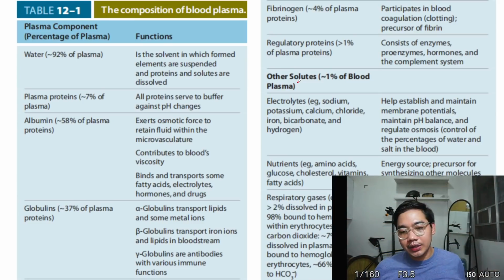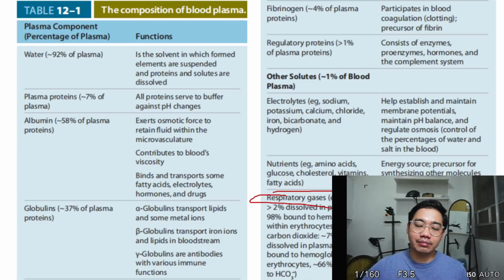So we have your proteins, your globulins. In general, globulins are just proteins that form a globule. So you have your proteins, albumin, fibrinogen. It's just electrolytes, nutrients, and respiratory gases. Respiratory gases are the ones that, for the most part, dictate your pH of blood, no?